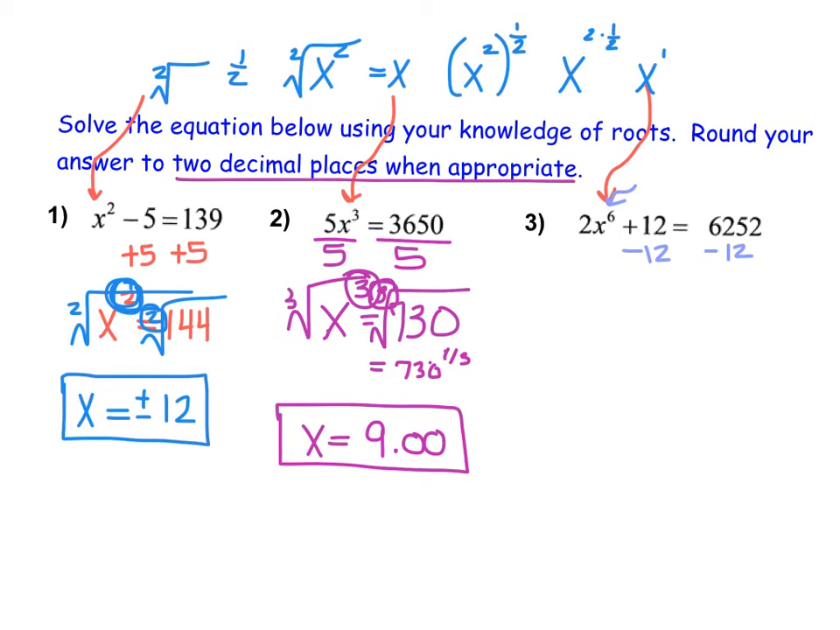So 6,252 minus 12 results in 6,240 is equal to 2x to the sixth. I then divide both sides by 2, and I end up with x to the power of 6 is equal to 3,120.